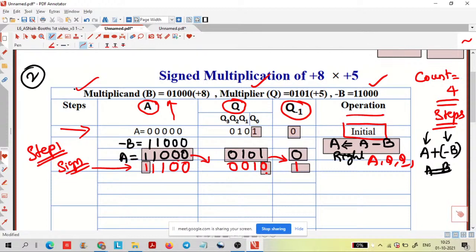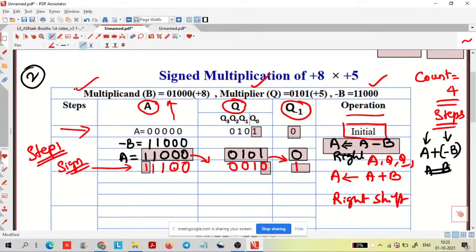Now what is the next step? If you compare q naught and q minus 1, 0 1 is there. What is the next step for 0 1? A plus B. Okay, good. A plus B, and then right shift. Then you have to perform the right shift.